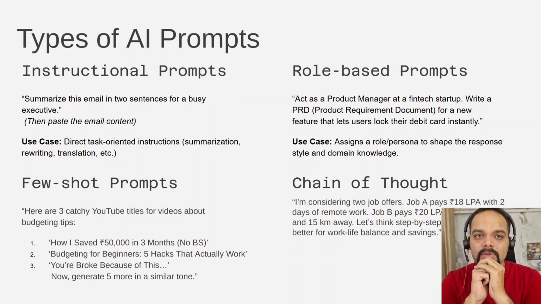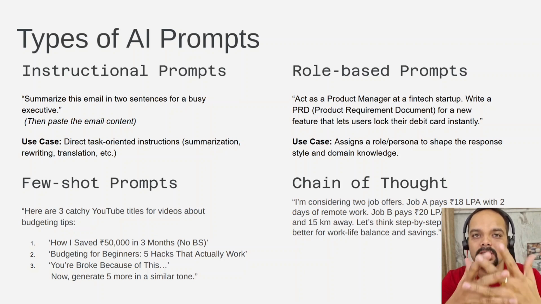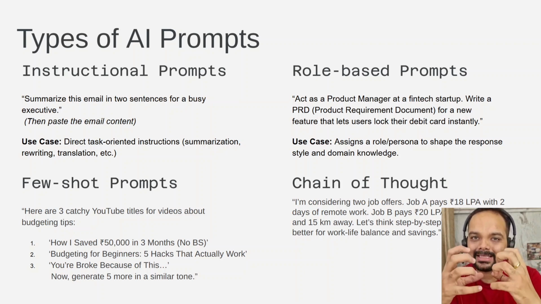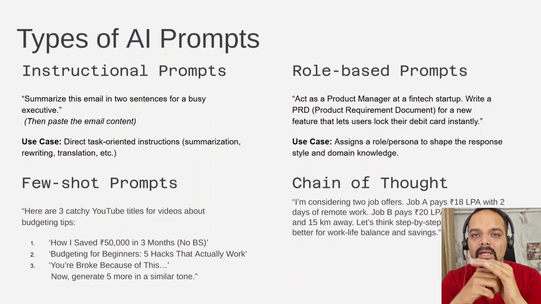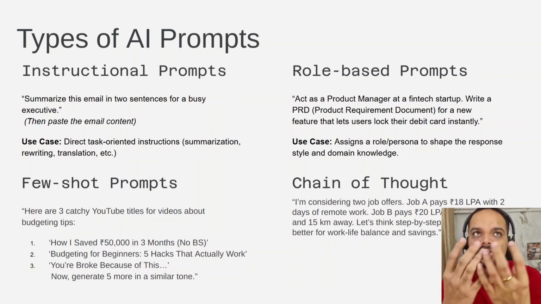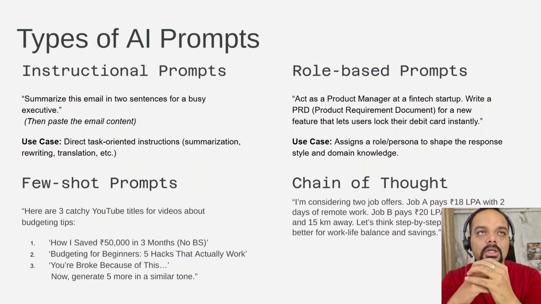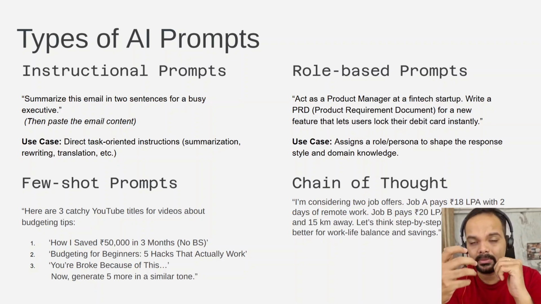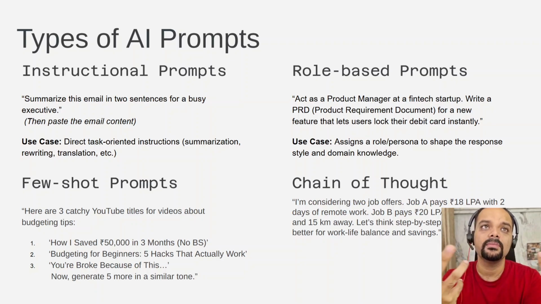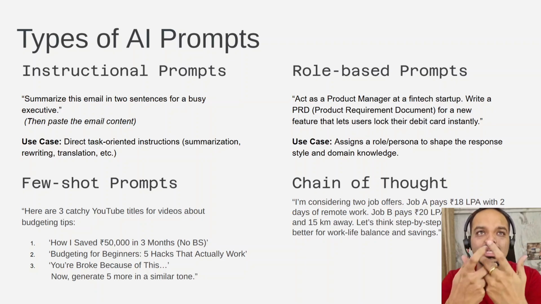The first one is the instructional prompt. Imagine that you want to summarize some email. You want to do some very quick task-oriented things. Those are structured as instructional prompts. So, for example, summarize this email for a busy executive. This is a very direct task-oriented statement.